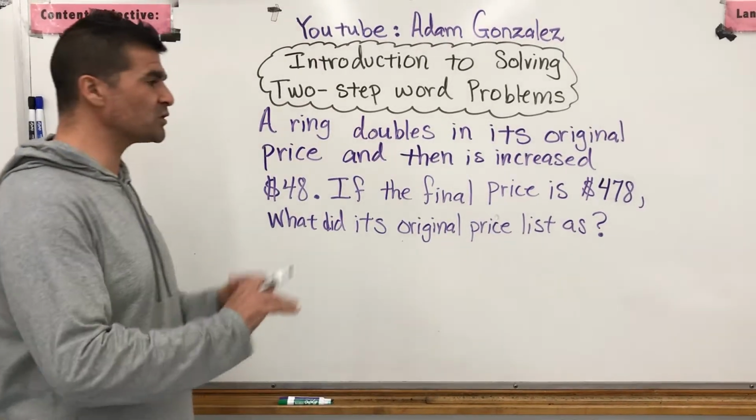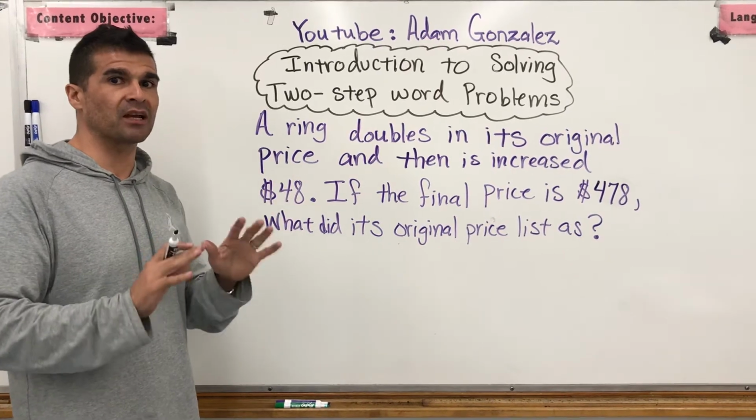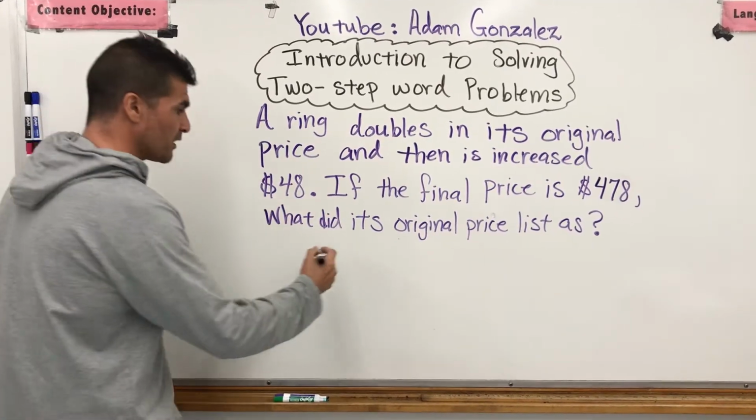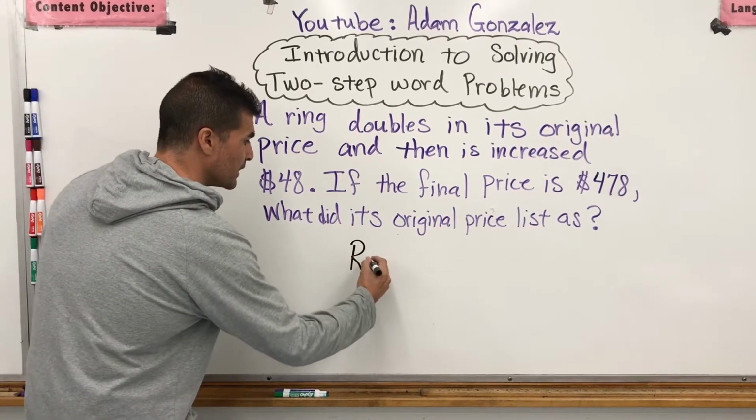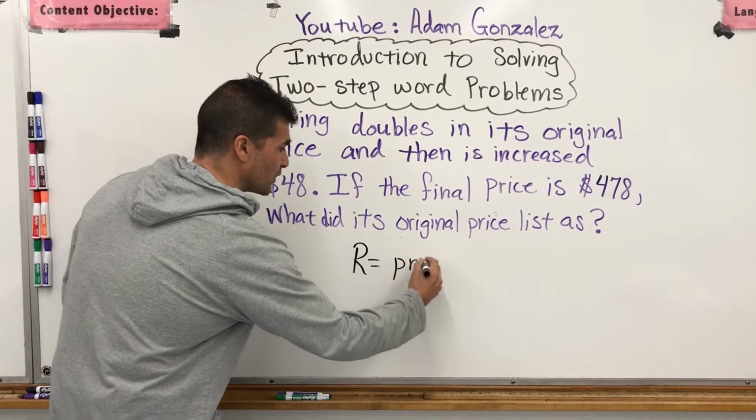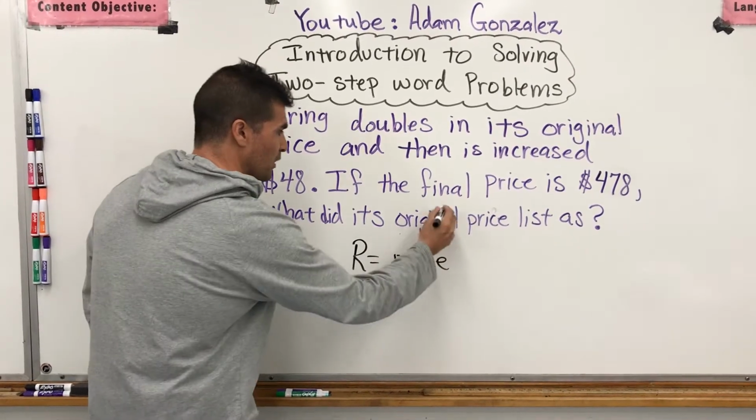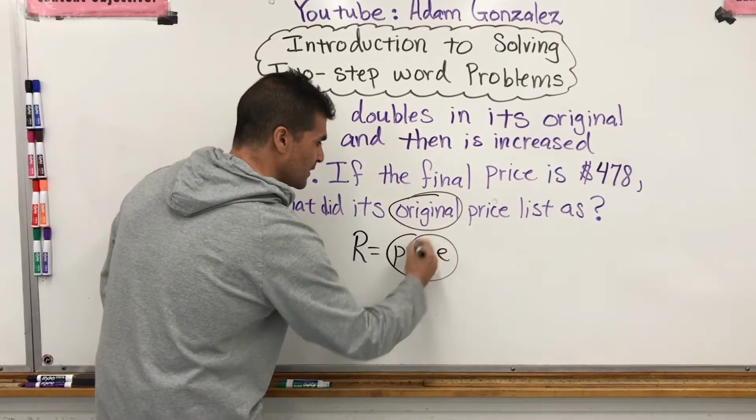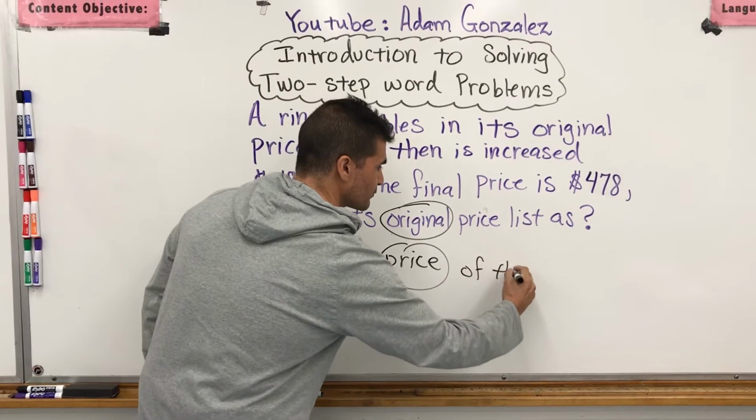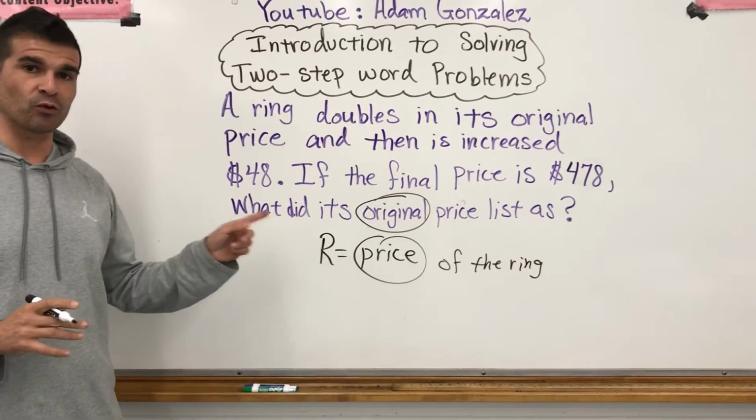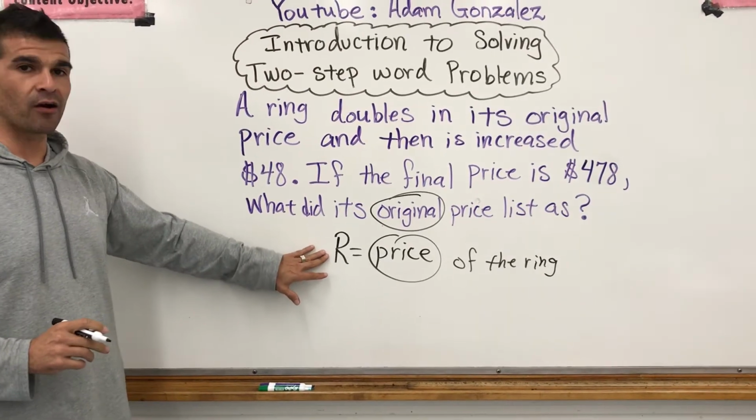Well, usually what these word problems are going to ask you to do is create some kind of variable. So because this is a ring, I'm going to go ahead and say that R is equal to the price of this ring as the original price. So whatever this original price of the ring was, I'm going to call it R.